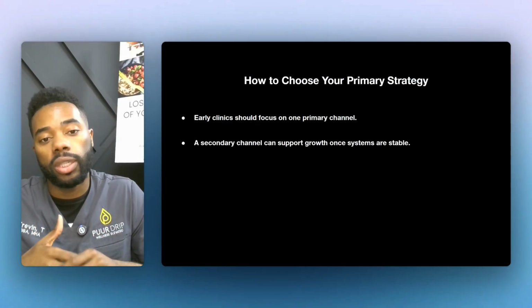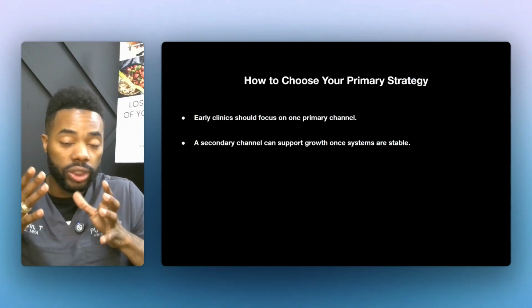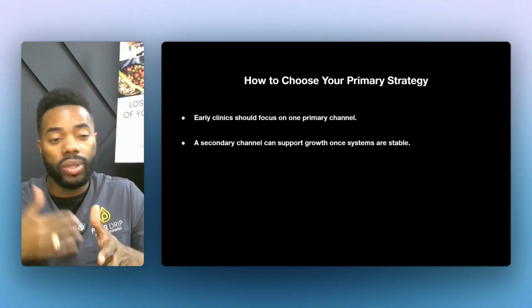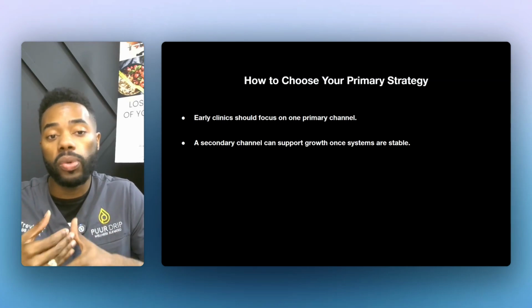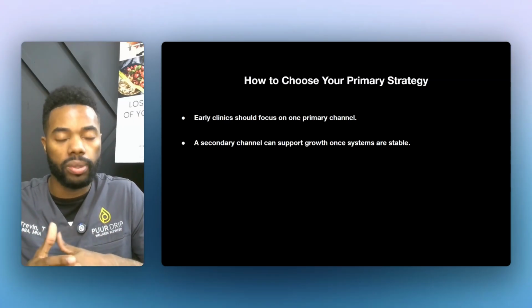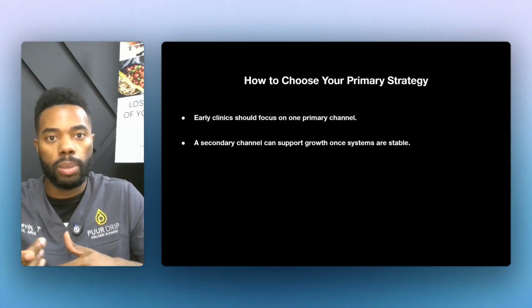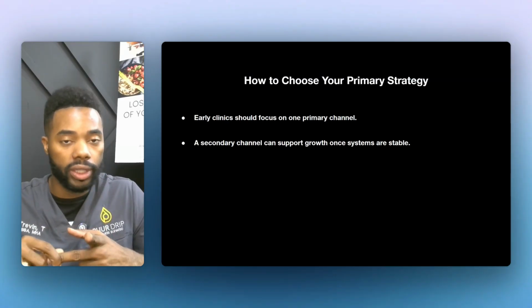A secondary channel can support growth once systems are stable, right? So once you get your primary channel figured out, you can always bring on a secondary channel that you can then provide a bit more focus to than you could initially when you had just a primary channel. And so for us, SEO is our primary channel, and then ads has been our secondary channel.